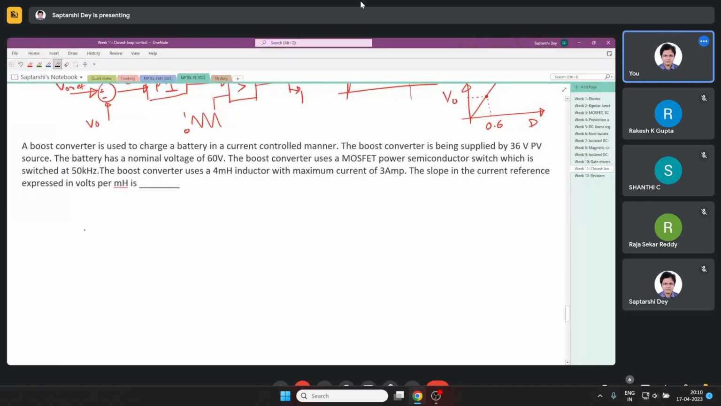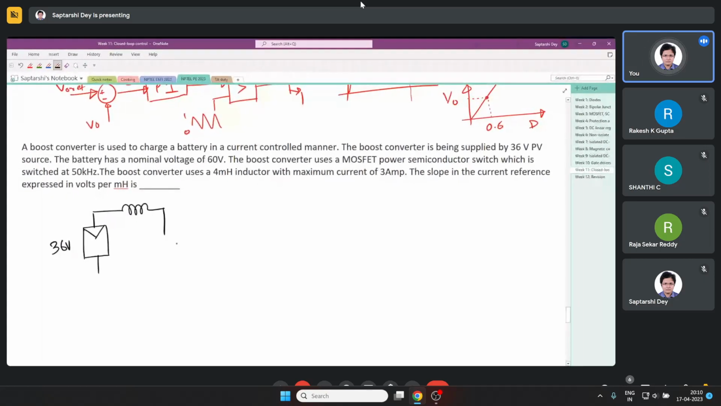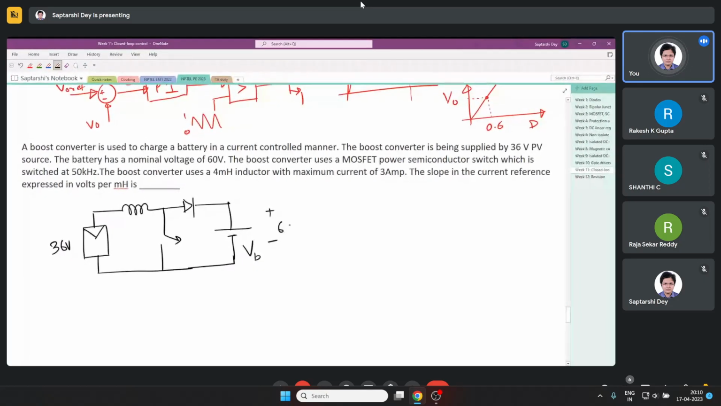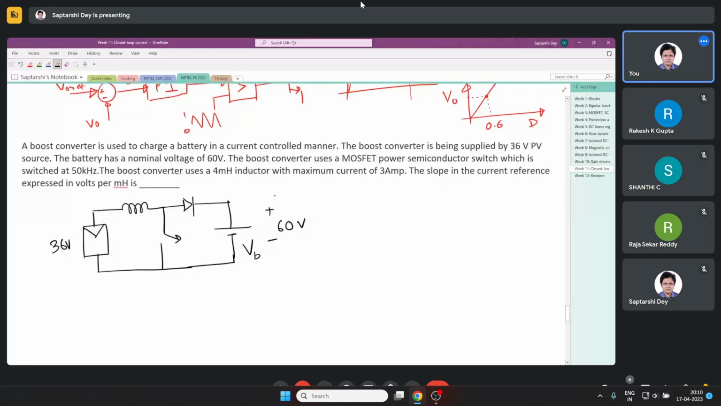So, a 36 volt PV source, boost converter, and it is charging a battery VB, and the battery voltage is 60 volt. It uses a MOSFET power semiconductor switch which is switched at 50 kilohertz. The boost converter uses this much inductor, maximum current of 33 ampere.